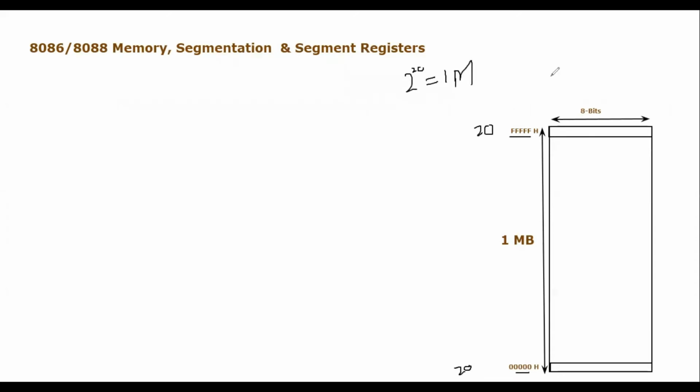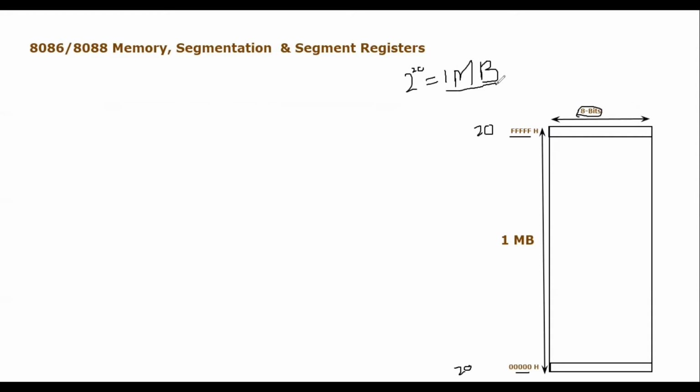Each location is 8 bits wide. One can easily observe here that the location width is 8 bits, which means 8 bits can be stored in one single location. And there are 1 mega locations, or 1 million locations. Each location has byte capacity, so the total capacity is basically 1 megabyte.